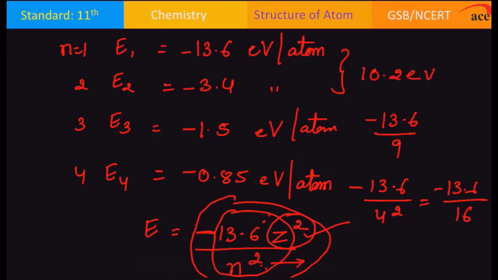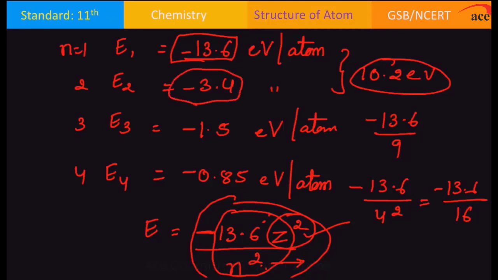Correct? You can add it and check it. So such questions they ask: if an electron wants to jump from first orbit to second orbit, how much energy does it have to absorb? Why? This much energy was released. But when it wants to jump to second, it has to have minus 3.4. Means out of minus 13.6 which got released, now it has to release only minus 3.4.